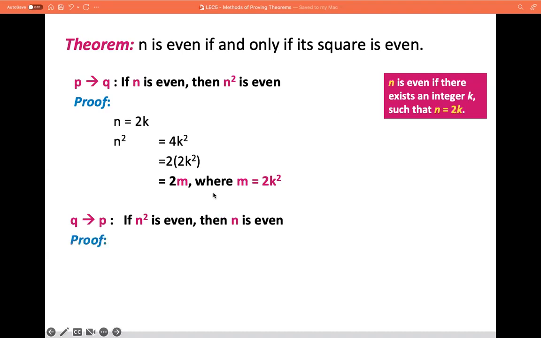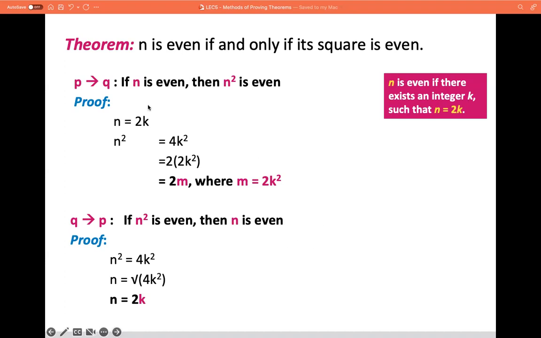Now, let us try to prove Q implies P. If n squared is even, then n is even. In this part, we will try to start with the statement n squared is equal to 4k squared. Taking the square root of both sides, we will be left with n is equal to the square root of 4k squared. The square root of 4k squared is equivalent to 2k. As you can see, it has the form of 2k, which means that n is an even number.